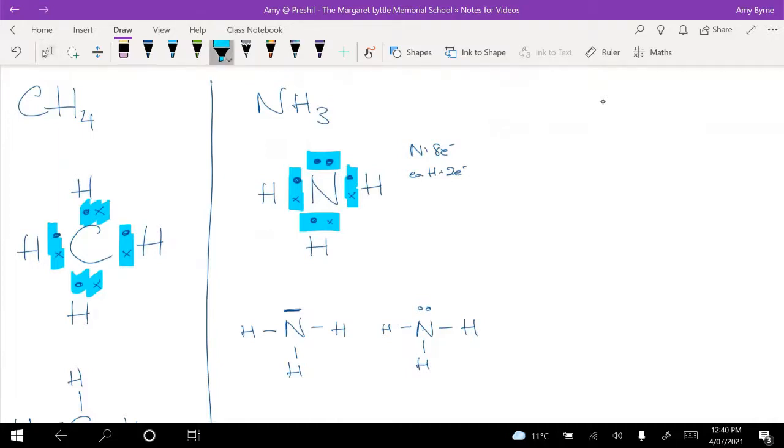The thing that students mix up, they will tend to forget the lone pair. Make sure you are drawing in that pair of electrons that only belongs to nitrogen.